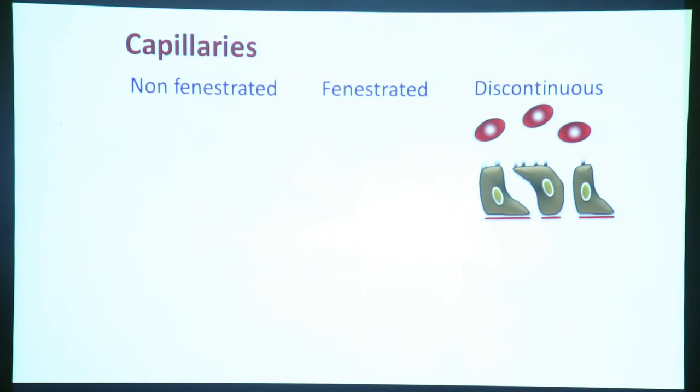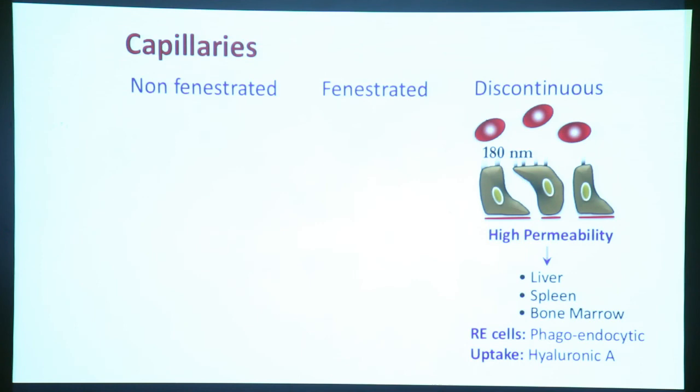A wide gap is there, and the gap is about 180 nanometers. They have high permeability, and these are the ones which are present in the liver, like the liver sinusoids, the spleen, and the bone marrow. Right? So these are the ones which are present in these areas. And these are basically meant for the phagoendocytic properties.